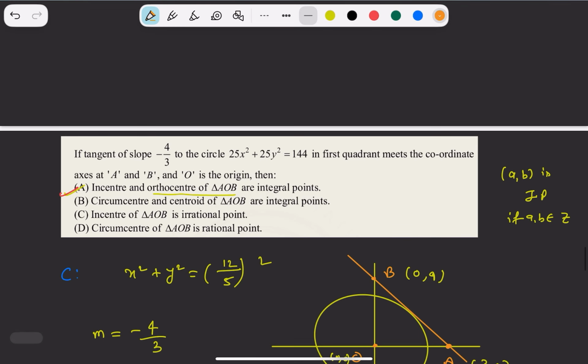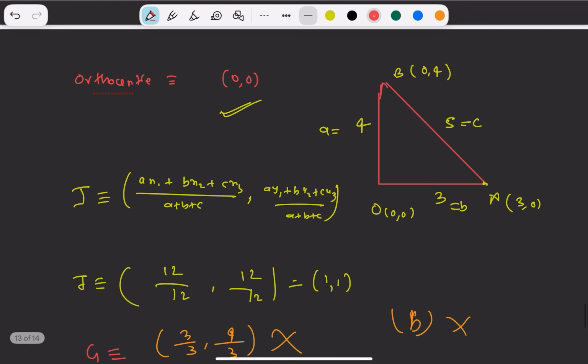What about the third one? Third one says the Incentre of this is irrational. Not at all, because we already calculated the Incentre, and that is a rational point. So the third is incorrect.